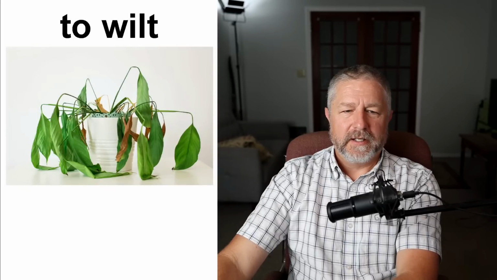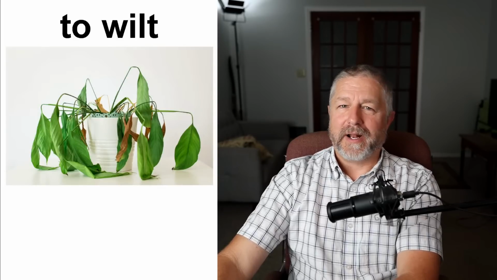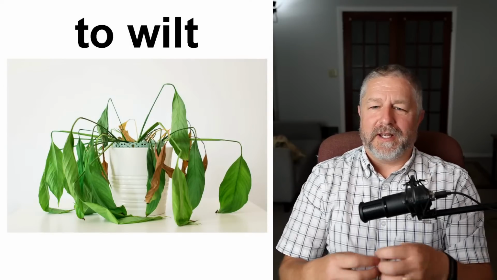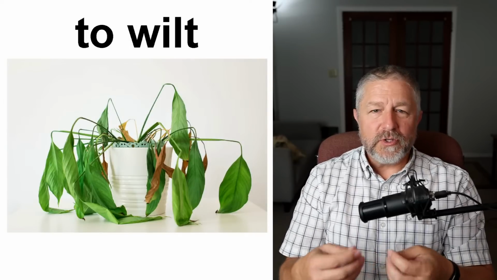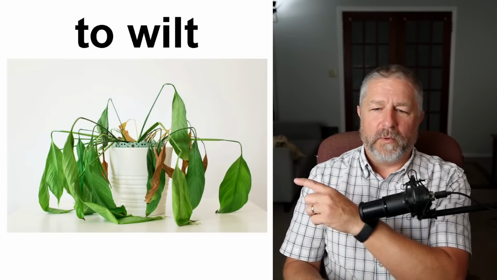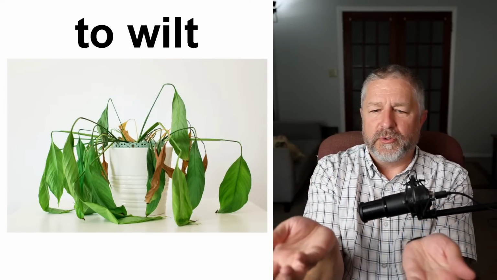To wilt. This is sad. This is what happens to a plant when it doesn't get enough water. You could say to someone, if you don't water your houseplants, they're going to wilt. So when they wilt, the leaves droop down.